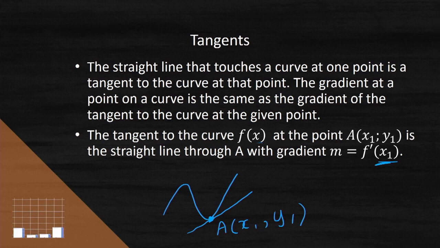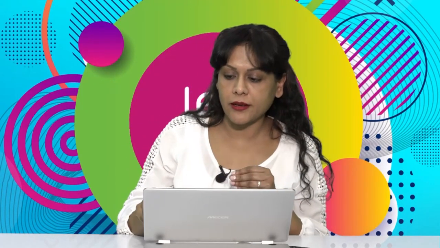So basically what that means is if I know what the x coordinate is at that point A, all I need to do to find the gradient of the tangent at that point is take the derivative and then substitute the x value into that gradient formula. All right. So how do we find the equation of a tangent then?